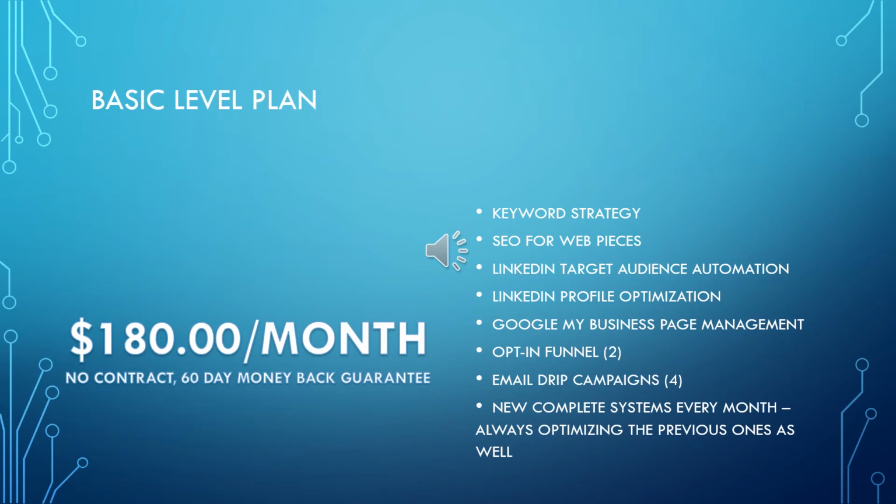First, we have the keyword strategy for SEO, SEO for web pieces, LinkedIn target audience automation, LinkedIn profile optimization, and Google My Business page management. We do include videos and opt-in form funnels, as well as images and logos in that. Anything that we design, we put into the Google My Business page. Email drip campaigns, you get 4 of those, 2 opt-in funnels, and a new complete system every month. We do not update the old one. No, we keep that one running.